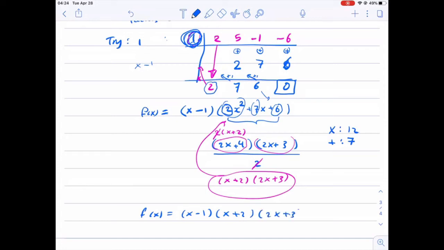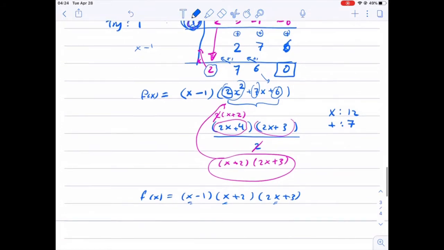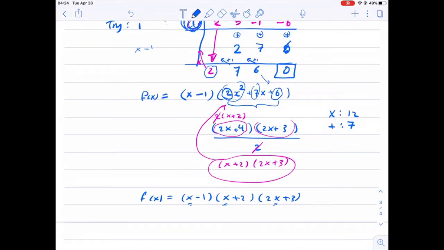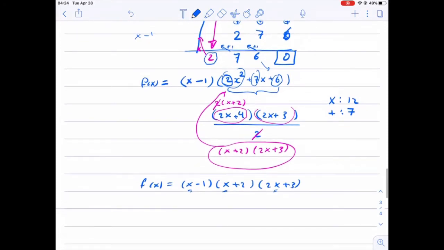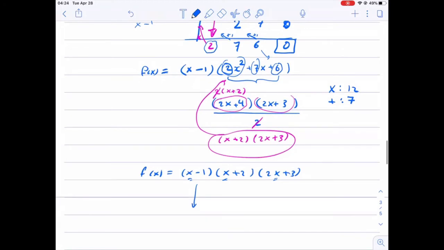Now these factors are linear. As you can see, the power of x is 1, so we can't simplify more. So we could write the function in terms of its factors. Then we determine the zeros. What are the zeros? The zero of this is x equals positive 1. The zero of this is x equals negative 2. The zero of this is x equals negative 3/2.